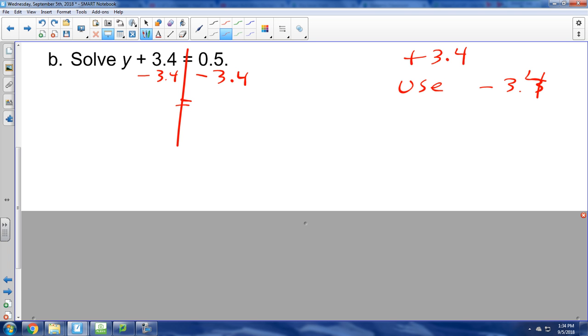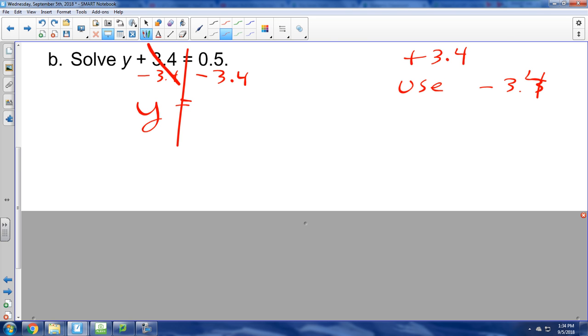So what is 3.4 minus 3.4? Yes, Cadence? 0. Do I need to write it? We wrote it the first time. Do we need to write it this time? No, I don't need to write 0. So I'm going to go ahead and cancel it out. But we understand why we're canceling it out, right? That's very important.